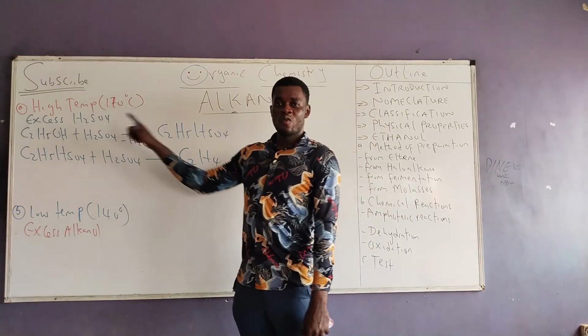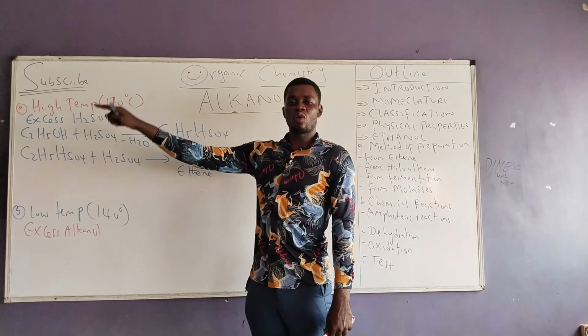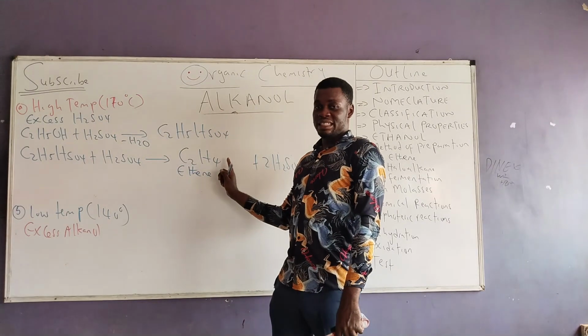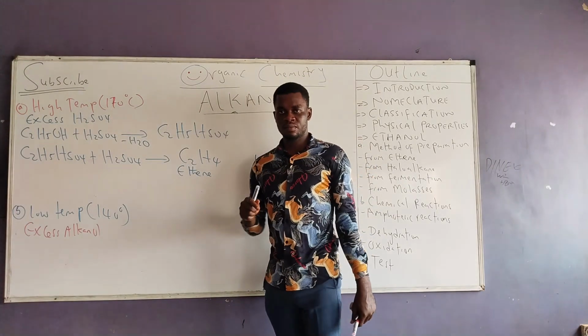So if it is ethanol, we get ethene. If it is propanol, we get propene. If it is butan-1-ol, we get but-1-ene. If it is butan-2-ol, we get but-2-ene, just like that.